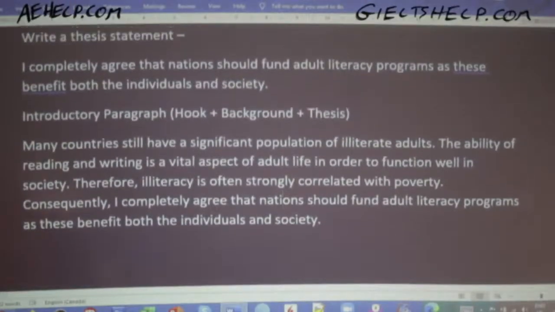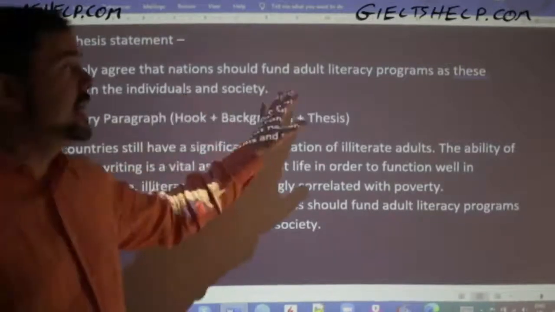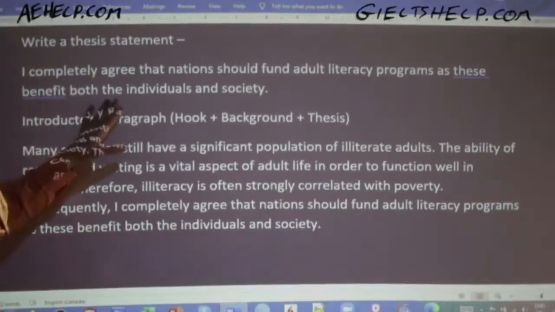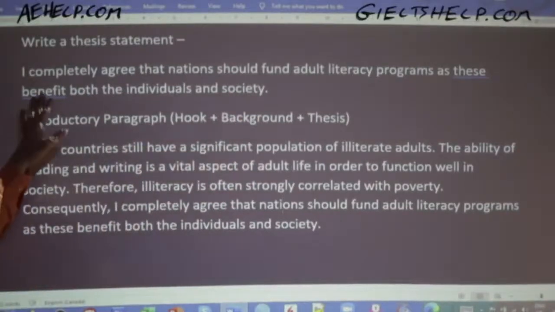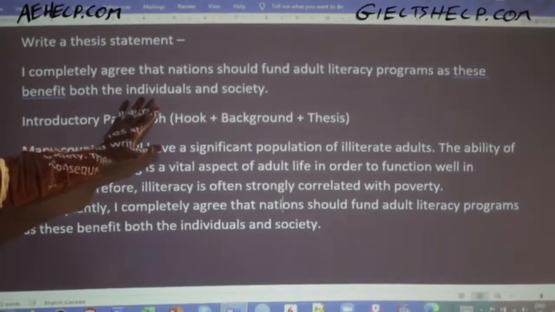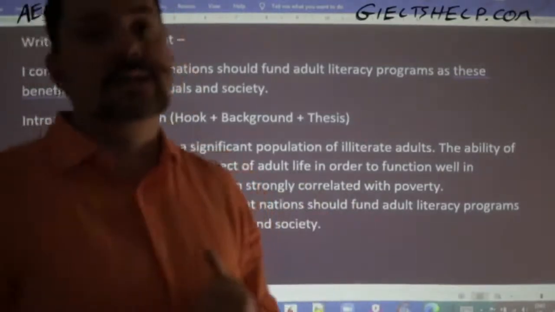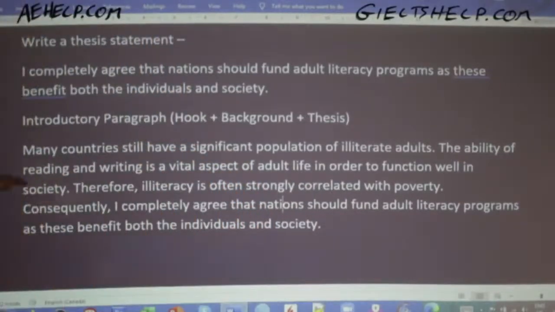Okay, so I wrote an introduction for this. I gave this as homework yesterday. We did finish the thesis. So the thesis was, I completely agree that nations should fund adult literacy programs as these benefit both the individuals and society. So that was a good thesis because we agreed that by being able to read and write, the individual can achieve a higher quality of life and they can contribute to society, which in turn is very good for everyone. Okay, so this was my introductory paragraph, and I'm looking for the same from you.